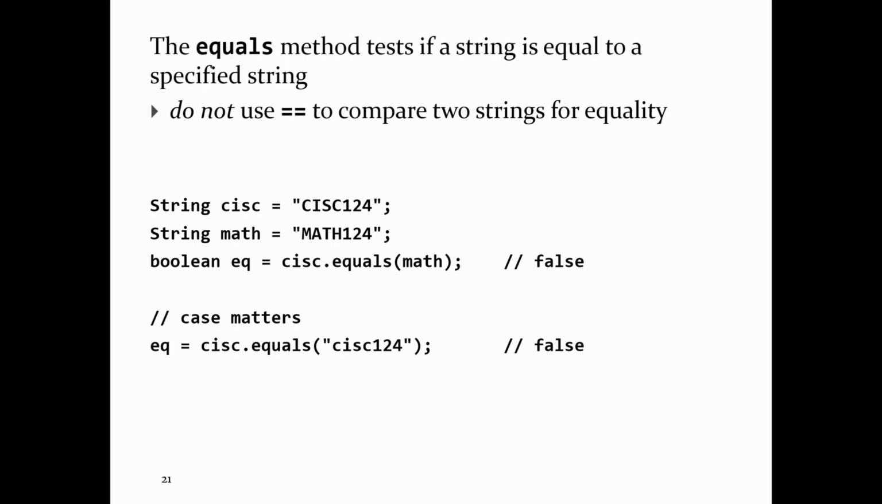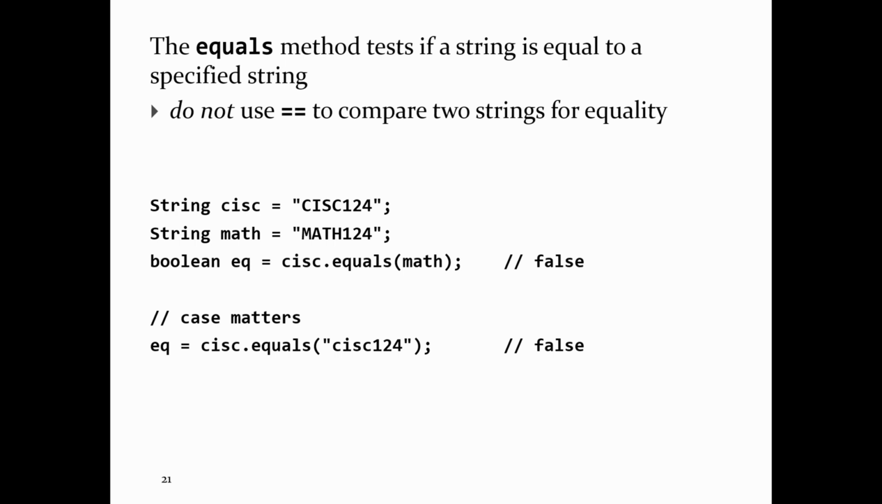Now this is confusing because if you want to test if two primitive values are equal, you always use equals equals, and if you want to test if two primitive values are not equal, you always use exclamation mark equals. So remember, Java has the operator equals equals, and the operator exclamation mark equals for not equals. You should only use those operators when you're testing whether or not two primitive types have the same value.